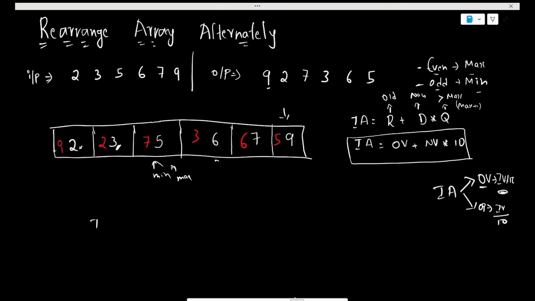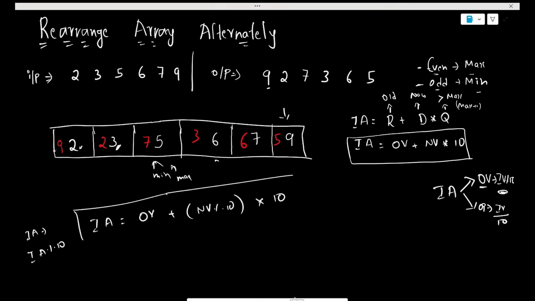Listen to me. The intermediate answer is equal to old value plus new value into 10. Now what we are doing: whenever the new value is the intermediate answer, we are doing new intermediate answer percentile 10 and giving it to this formula. So why can't we just insert that percentile in that formula? That would become new value percentile 10 into 10. So this becomes the final formula.